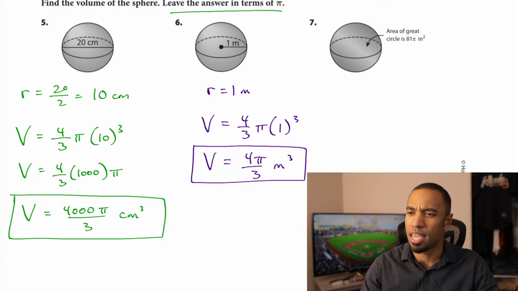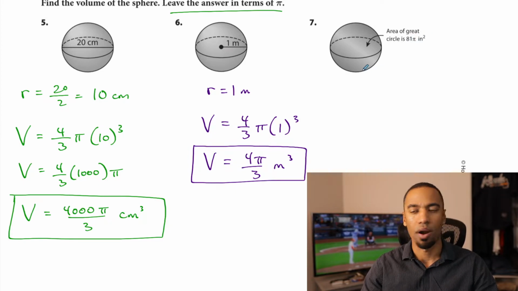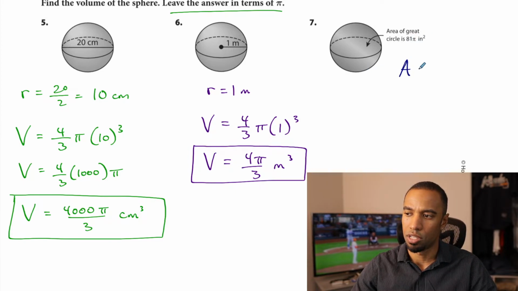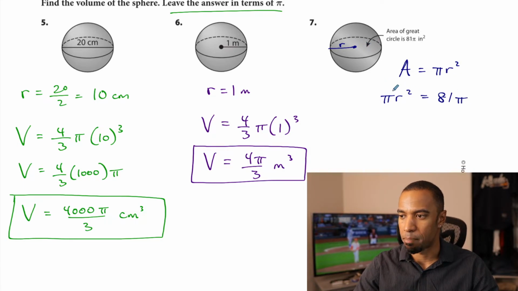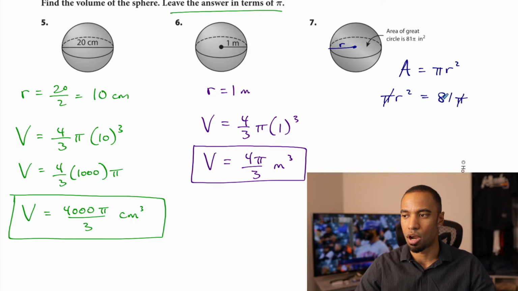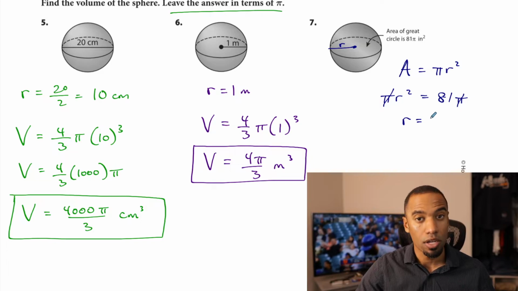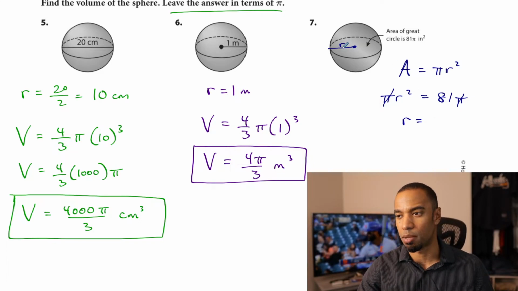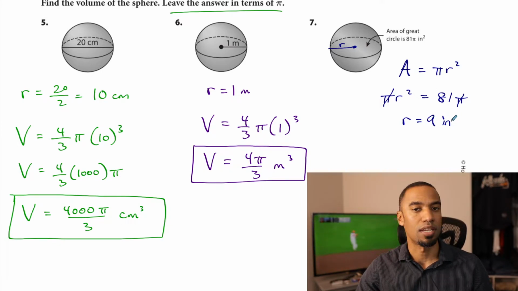All right, number 7, the area of the great circle, as we talked about, is 81 pi square inches. Now, the area of any circle is going to be pi r squared. That means that this pi r squared here also equals 81 pi. Let's find that radius based on that idea. We can divide both sides by pi, and they do cancel out, so you're left with r squared is 81. If I take the square root of both sides, I get r equals plus or minus 9, but because we're talking about a length, we're only looking at the positive version of it. R is 9 inches. That's our radius.